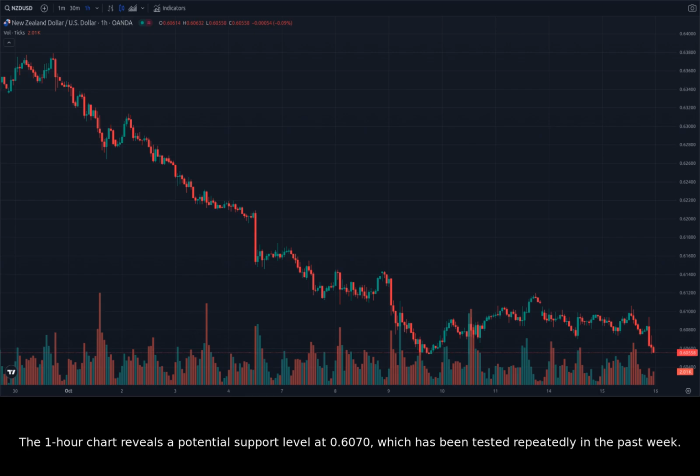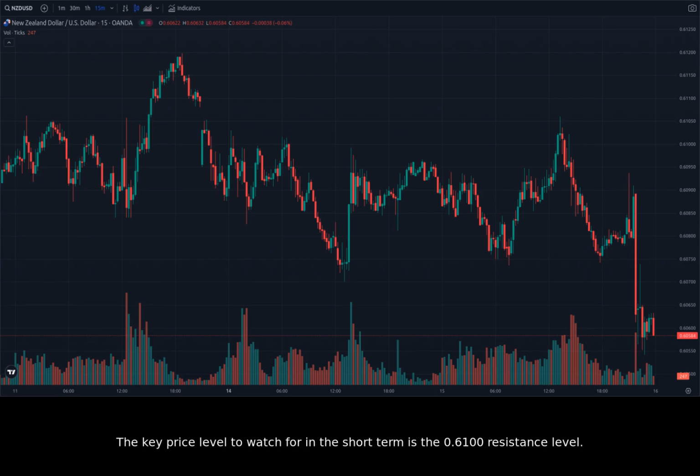The 1-hour chart reveals a potential support level at 0.6070, which has been tested repeatedly in the past week. Holding above this level could indicate a short-term bounce back, but a break below could lead to further downside.